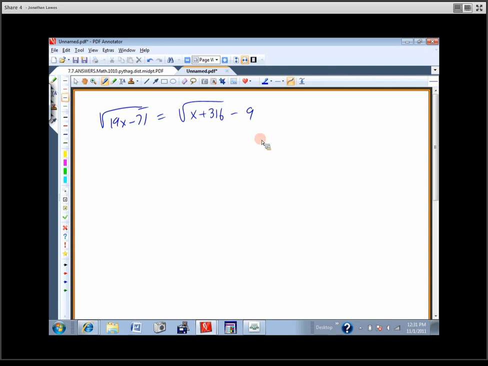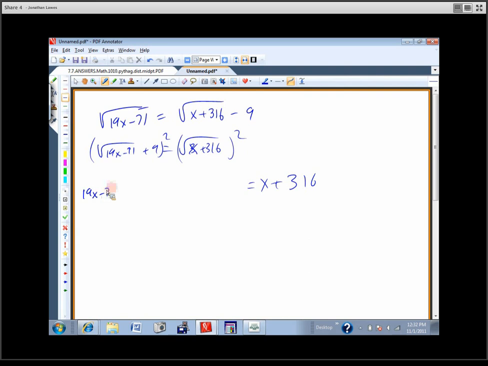So it doesn't really matter how you approach this. Although if it were me, I would probably move the 9 over so that it's positive. So we're going to have 19x minus 71 plus 9 equals the square root of x plus 316. And then we're going to square both sides. So this side is x plus 316, right?